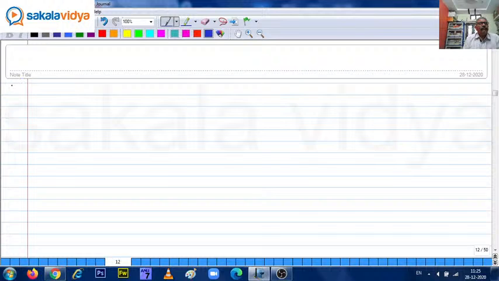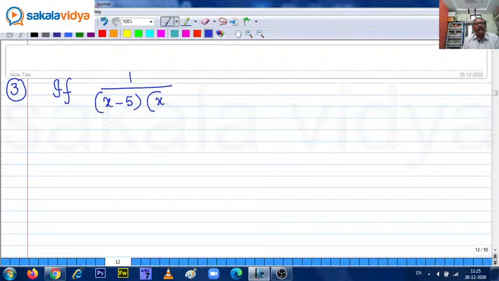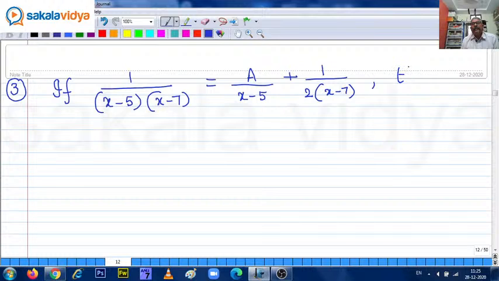Third problem. If 1 upon x minus 5 times x minus 7 equals to a upon x minus 5 plus 1 upon 2 times x minus 7, then find A, capital A. Okay, are you there? Can you solve it?